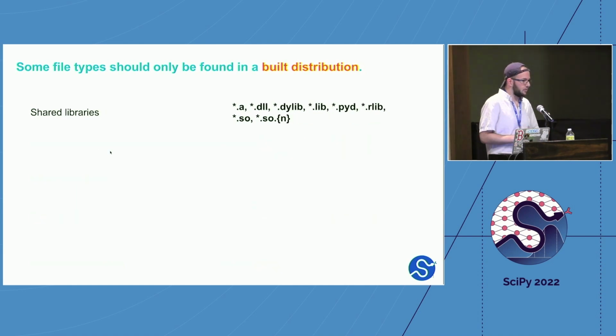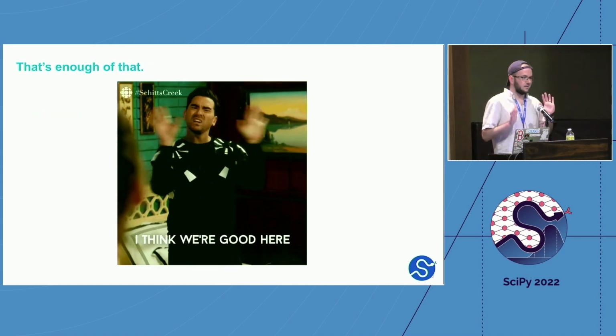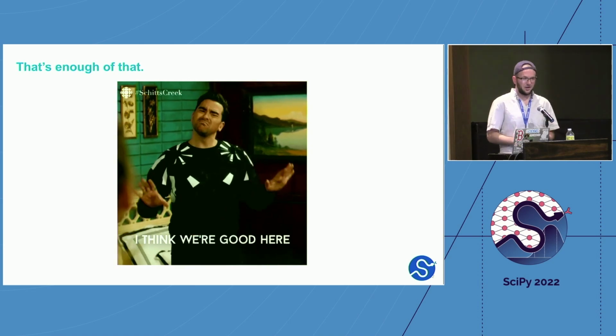In a built distribution, that's the only place that I'd expect to find, say, a DLL, a dylib, an SO, some of these already compiled libraries and object files. I wouldn't expect to find those in a source distribution. All right, I think that is enough Python packaging 101.